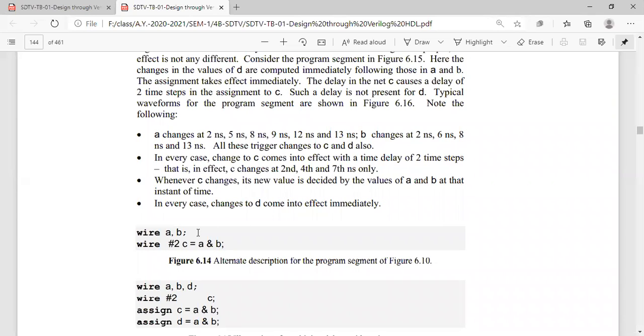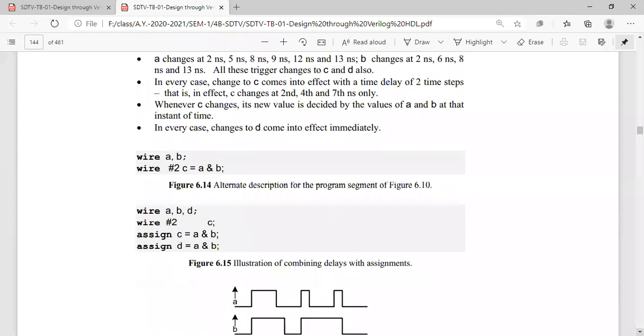So that means here we are using continuous assignment. We are mentioning A and B as wire, and instead of separate statements, we are combining the wire and the assign statements here: wire #2 C = A & B. That means in a single statement we have a wire statement, an assign statement, and also the delay. Totally three works in a single statement. So we are compressing the code, we are reducing the code.